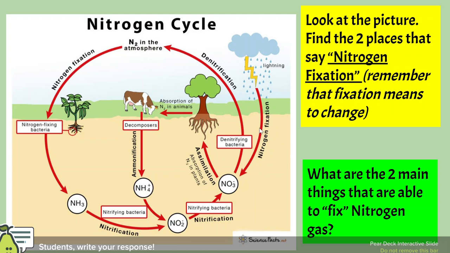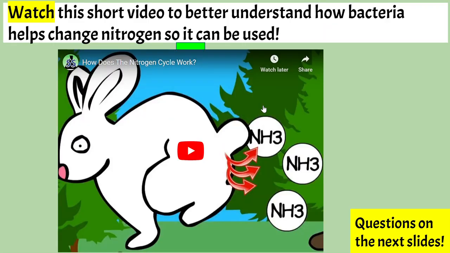So if we look more closely at our figure here, there are two main things that can help us fix nitrogen gas. Nitrogen fixation happens over here by bacteria. We have specific nitrogen fixing bacteria that can break apart those nitrogens. Now also, if I have nitrogen in the air, which I do in the form of nitrogen gas, lightning has enough energy that it can break apart nitrogens. So lightning can also fix nitrogen. So I want you to watch this short little video to understand a little bit more about how bacteria helps change nitrogen so it can be used.